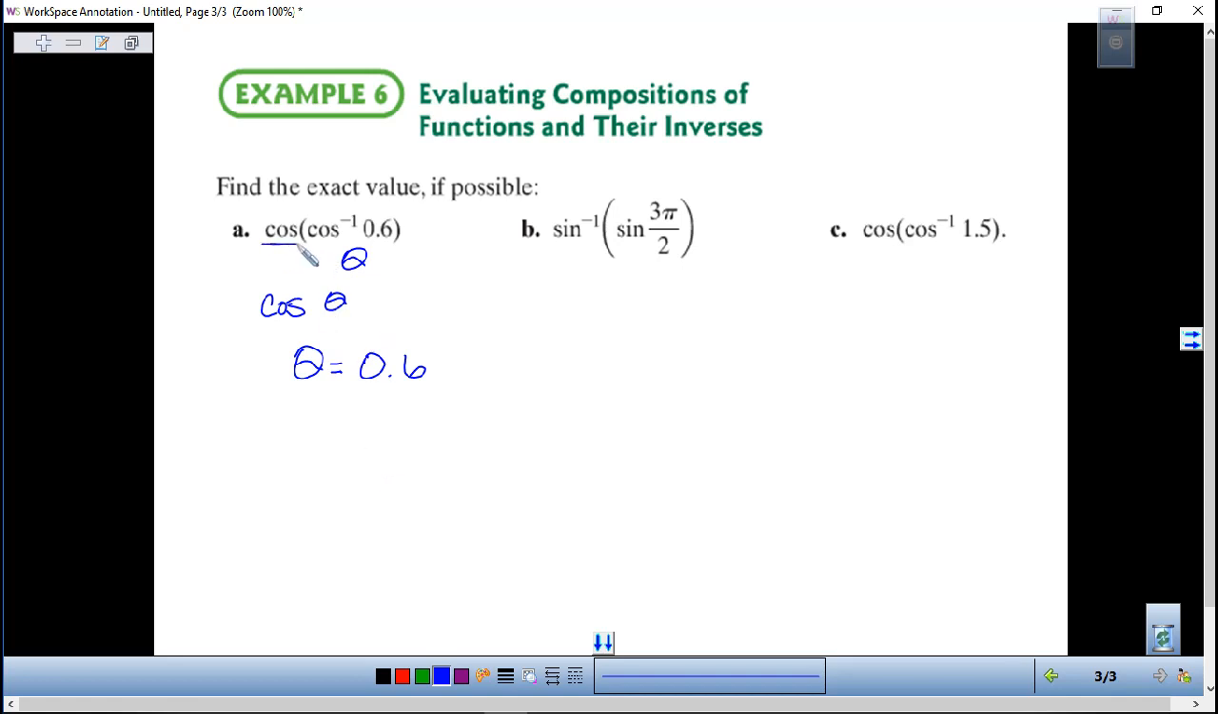When this is out here, you're just going to write that number down. When the trig function is outside, not the inverse trig function, but the trig function is outside, you just write that number down. Now, with this one, it's a little different.